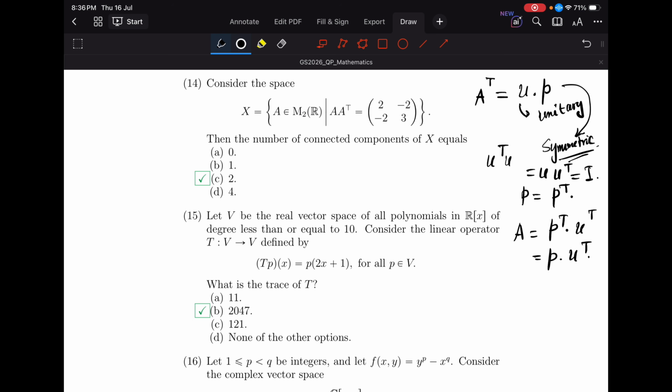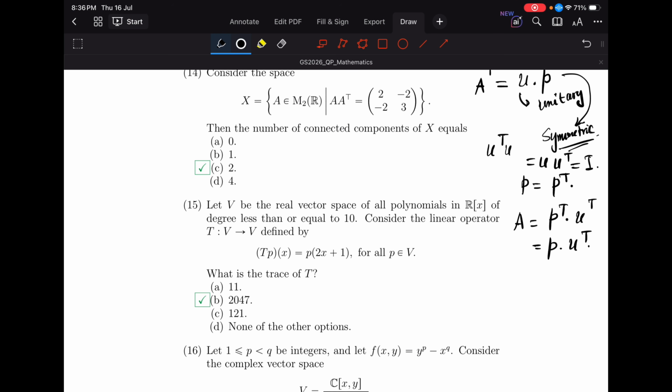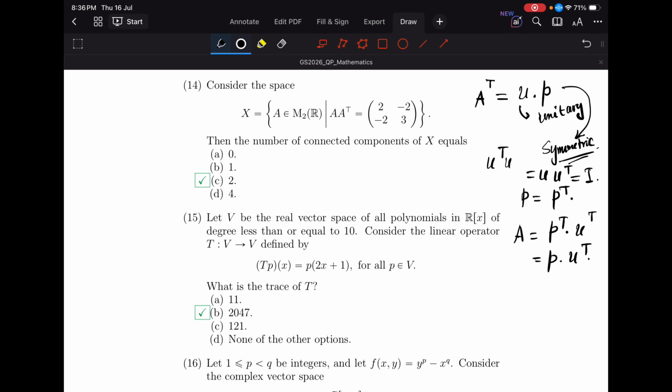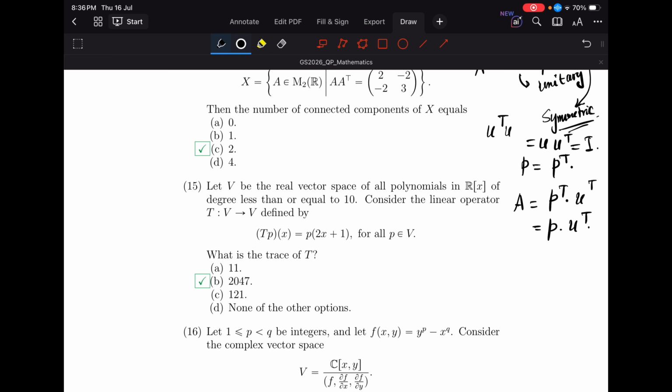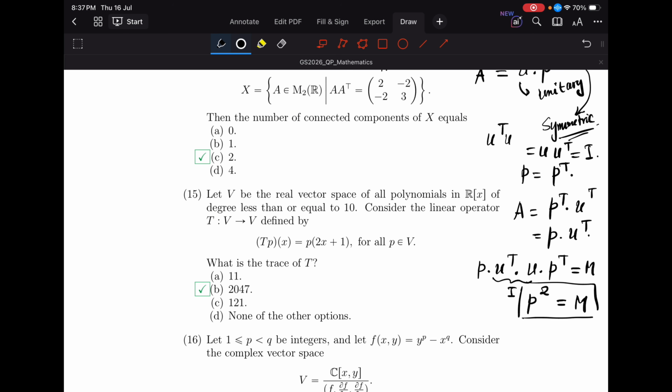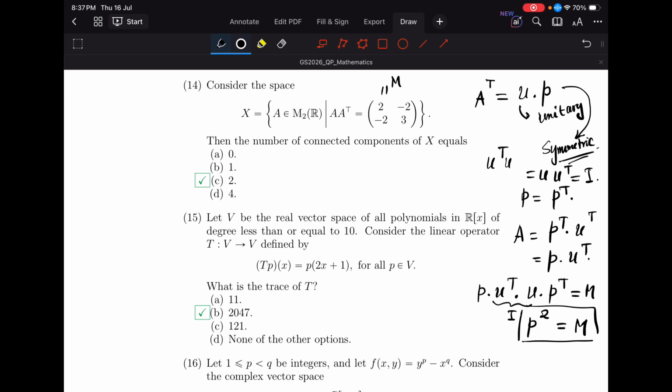So now, by the given condition, let us define it as M. By the given condition, A times A transpose, so A is that, and A transpose is U P transpose, equal to M. So that will imply that U transpose times U equal to I, and P equal to P transpose because P is symmetric. So P square equal to M. That is a very important condition, and M is invertible. So P square is M. This is a condition.